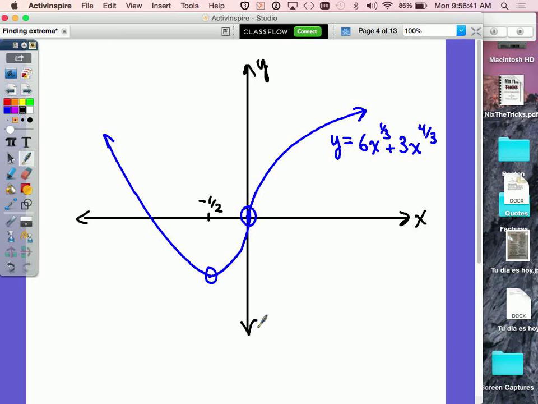So local extrema, we're looking at a labeled sign chart most times. Absolute extrema, if we're on a closed interval, we can sometimes get away with a candidate test, and sometimes we need a labeled sign chart for that also.